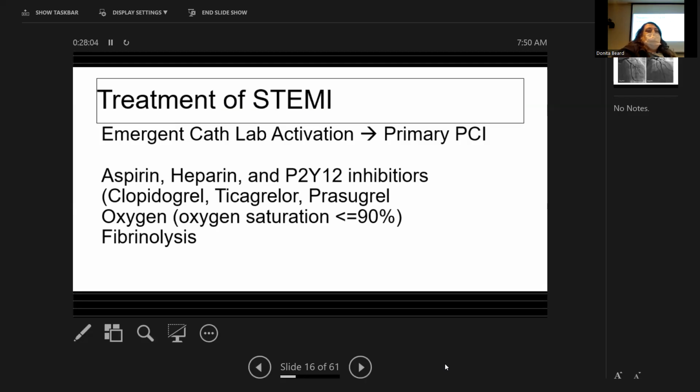And then fibrinolysis, so they may test you on this. So a patient that's at an outside hospital that's 2 hours away from a primary PCI center. So 120 minutes is kind of the golden rule. If they're greater than 120 minutes from a center that could do primary PCI, then they should get lytics.